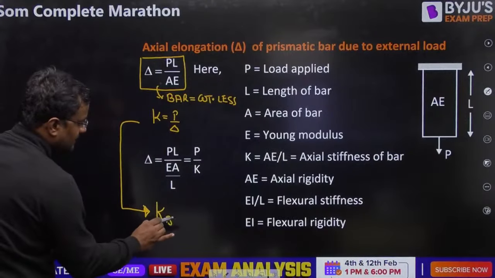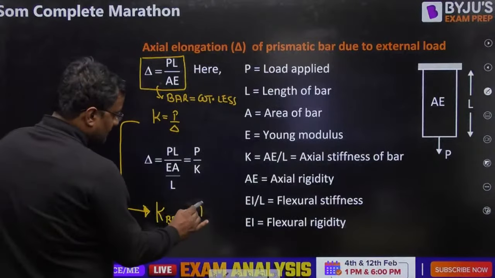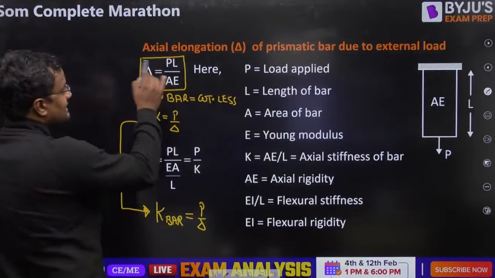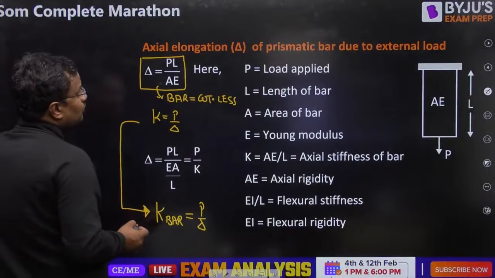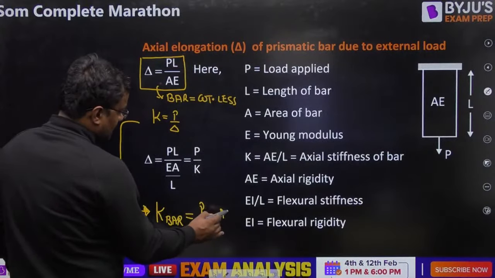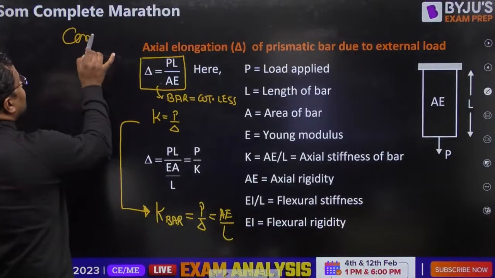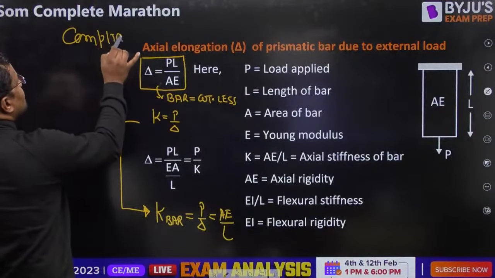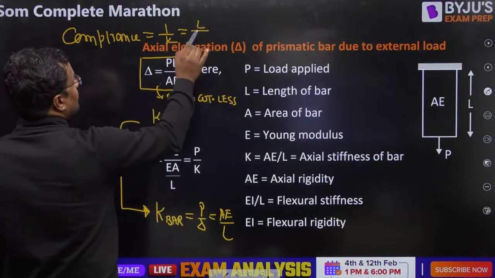Same if I'm comparing this with the bar, it will be P by delta. What is delta? PL by AE. So it will be P by delta, that is AE by L. So stiffness of bar is given by AE by L. And what is compliance? Compliance is flexibility, that is the reciprocal of stiffness. So it will be L by AE.